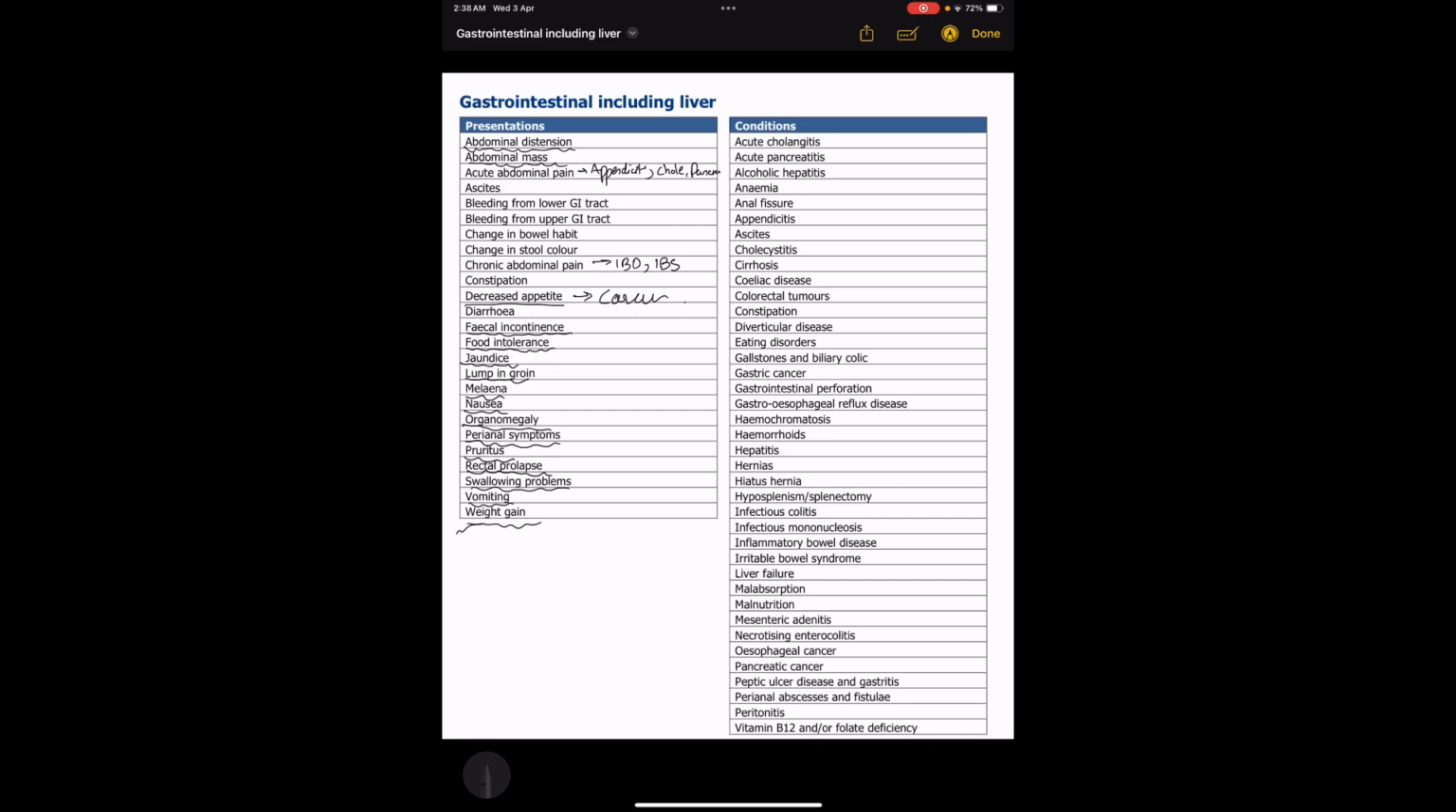Weight gain, as we have discussed in the previous videos, can be due to some endocrinal cause or some GI cause, simply because the patient is having a sedentary lifestyle. It can be due to that. Now, the conditions which are important is acute cholangitis. It involves the triad of pain in the abdomen, the right upper quadrant pain, and there's jaundice, and there's fever.